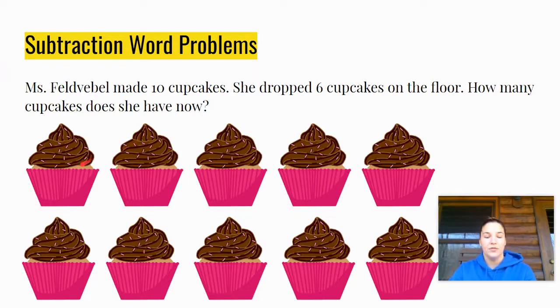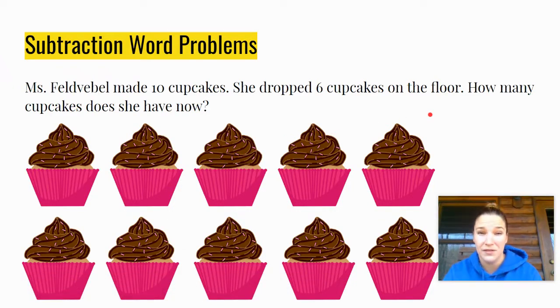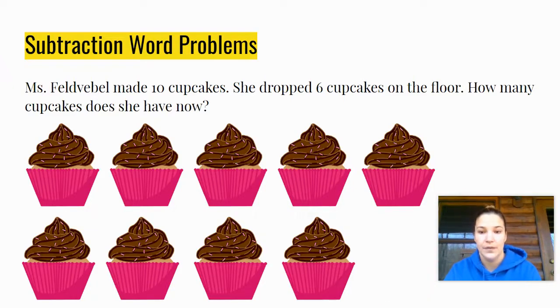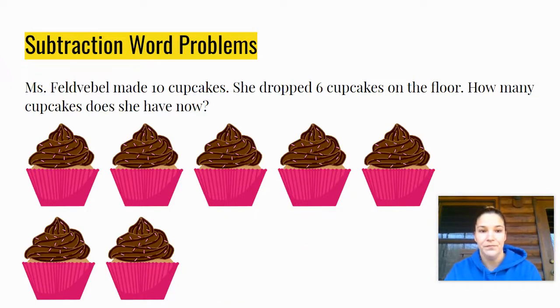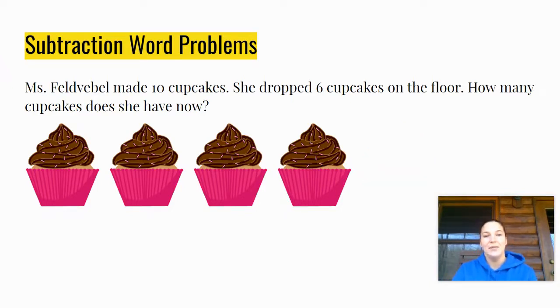All right, so let's count and make sure we see her 10 cupcakes here. 1, 2, 3, 4, 5, 6, 7, 8, 9, 10. All right, now she's going to drop 6 of them on the floor. If she drops them on the floor, are we going to eat them? No, that's gross, right? She would have to throw them in the trash. So they're going to disappear. We're going to take them away from the 10. All right? Let's see. There's 1, 2, 3, 4, 5, 6. How many cupcakes do you see left there, friends?